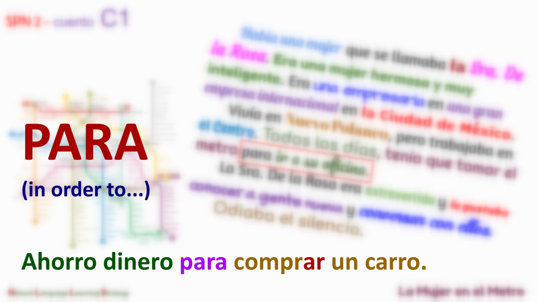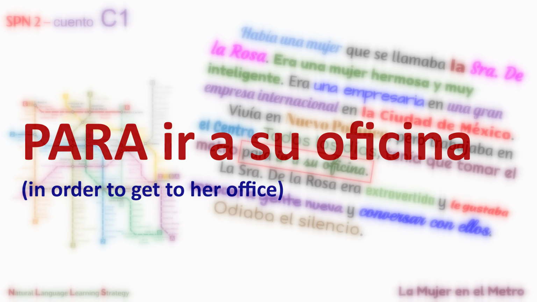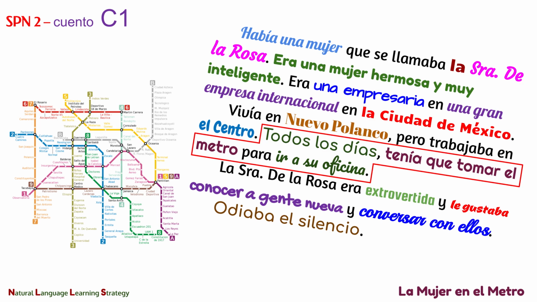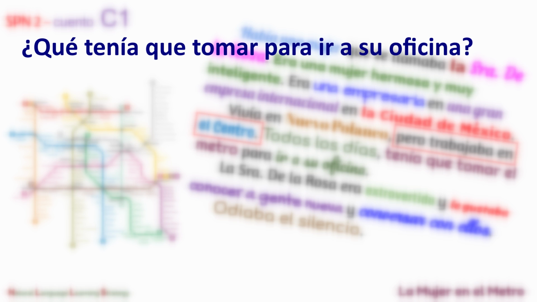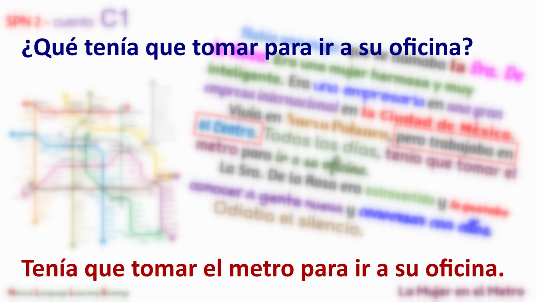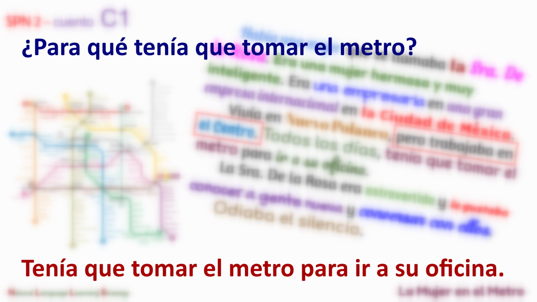So, why does she have to take the subway or metro? Para ir a su oficina, in order to get to her office. There are several other things we can ask or say about this sentence. ¿Qué tenía que tomar para ir a su oficina? What did she have to take in order to get to her office? Tenía que tomar el metro para ir a su oficina. ¿Para qué tenía que tomar el metro? What did she have to take the metro for? Tenía que tomar el metro para ir a su oficina.